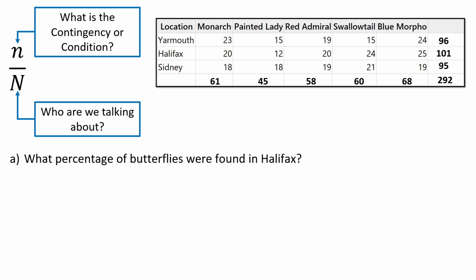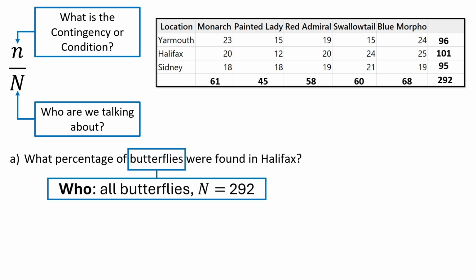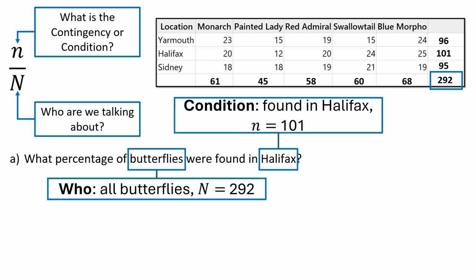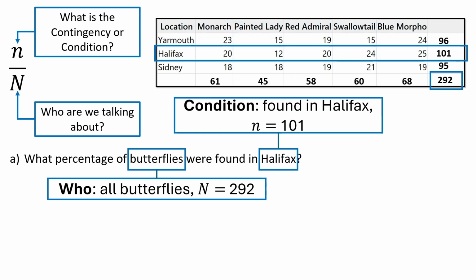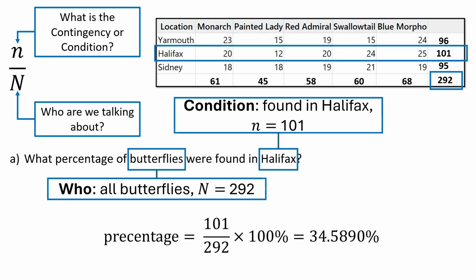if we're asked what percentage of butterflies were found in Halifax, the who is all the butterflies. And so in this case, it's the complete 292, what we call the grand total. The contingency or condition, well, in this case, it's a single condition. We're looking at, of all the butterflies, how many were found in Halifax. So we look at the row for Halifax. We see there's a total of 101, and that gives us our ratio and our percentage.